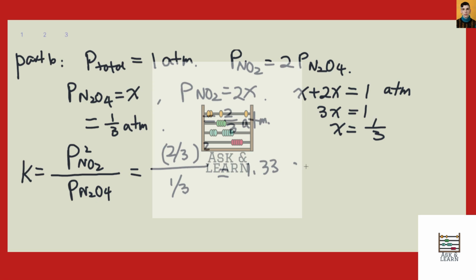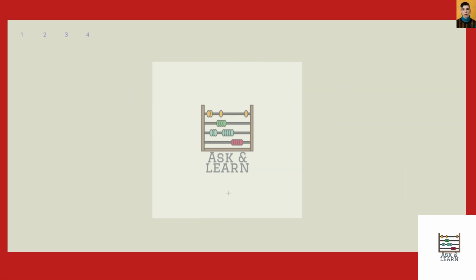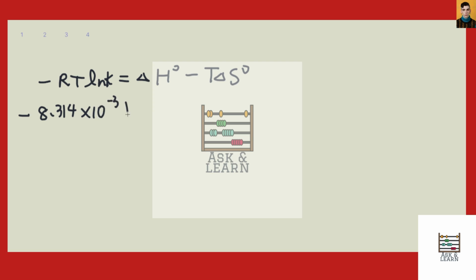Delta G equals negative RT ln K, and delta G also equals delta H minus T delta S. So delta H minus T delta S is equal to negative RT ln K. If we plug in the numbers, we have negative 8.314 times 10 to the minus 3 kilojoules per Kelvin times T times ln of 1.33, equal to delta H, which is 58.